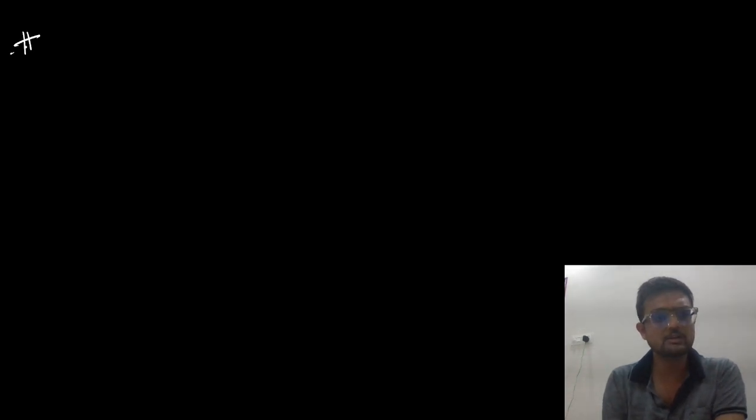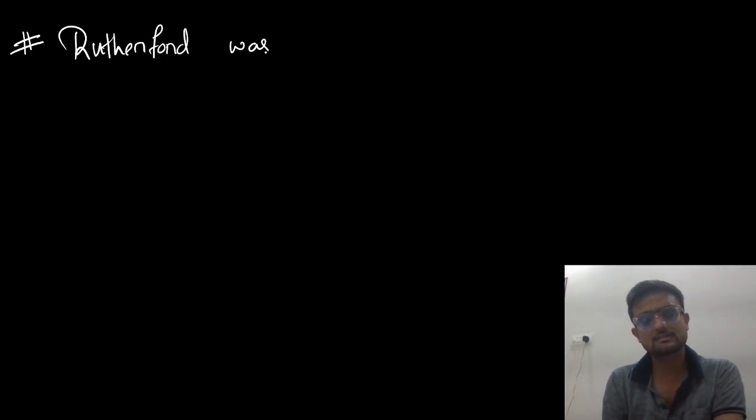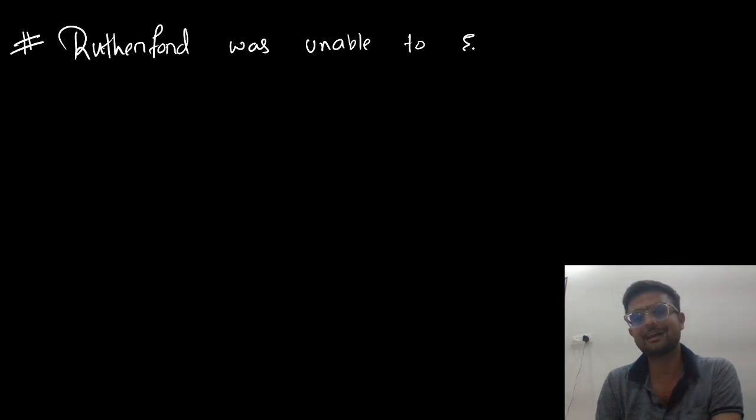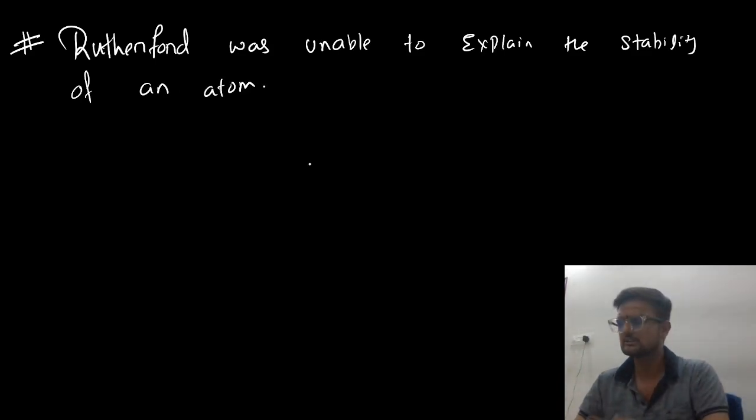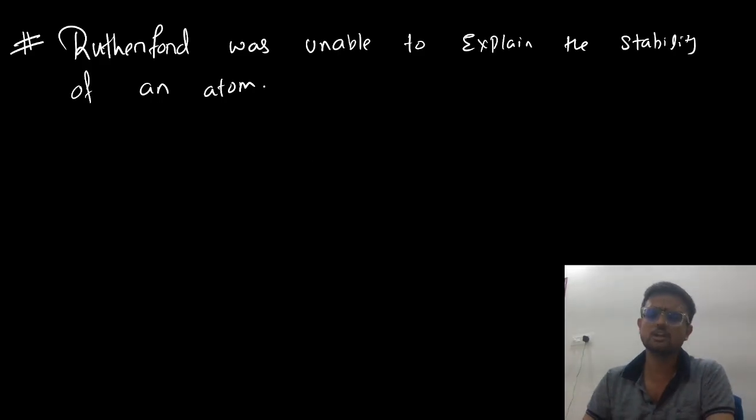The main drawback was, let's note this point, Rutherford was unable to explain the stability of an atom, because whenever the electron falls on the nucleus, the atom will not be stable at all. The atom will become highly unstable and it will collapse, right?